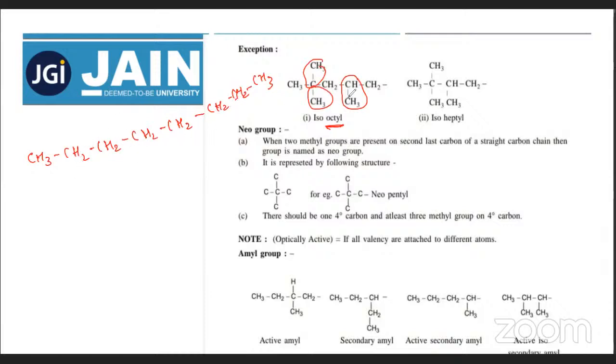But this is not there. It's not only one methyl group present. I have one methyl group present. This is also the second last carbon. This is also the second last carbon. So in the second last carbon, I have one methyl group, 2 methyl groups, 3 methyl groups. So this is an exception.